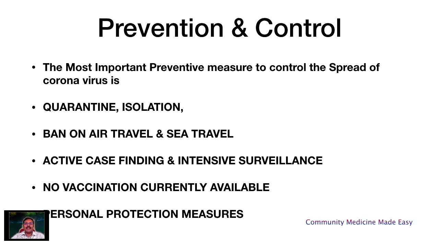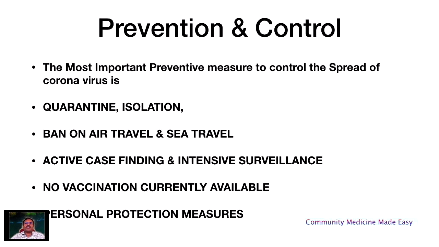And the second thing is isolation. Wherever cases are found to be positive for coronavirus, they should be immediately isolated until the infection wanes and until the symptoms have totally disappeared. What is the other strategy? The ban on air travel and sea travel, shutting down the airport and seaport.